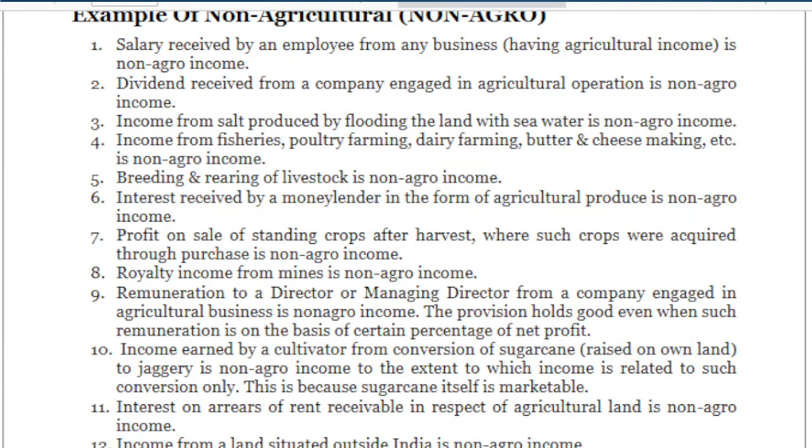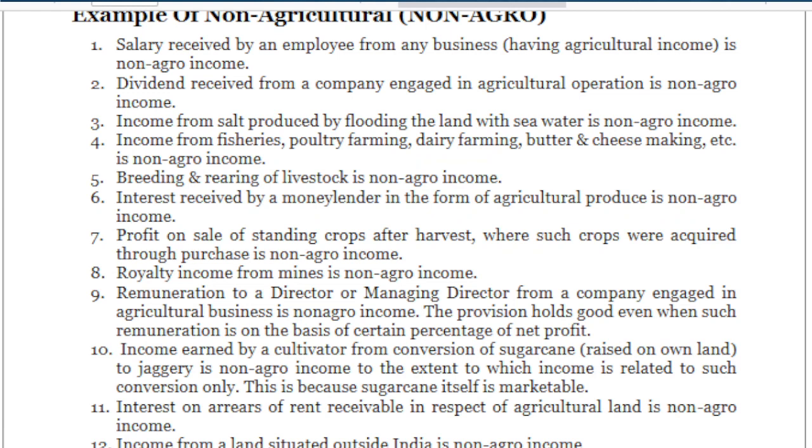Okay, 10th one, income earned by a cultivator from conversion of sugarcane from his own land, which he raised, to jaggery. So in this case also he is converting sugarcane to jaggery. It is non-agricultural income to the extent to which income is related to it, like 1 kg sugarcane 20 rupees, 1 kg jaggery suppose 50 rupees. So that 30 rupees is non-agricultural income. The first 20 rupees of sugarcane is agricultural income. We'll discuss more on this. Even numerical problems are there, don't worry.